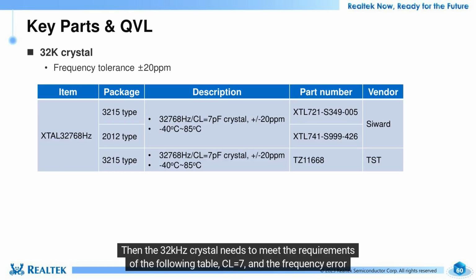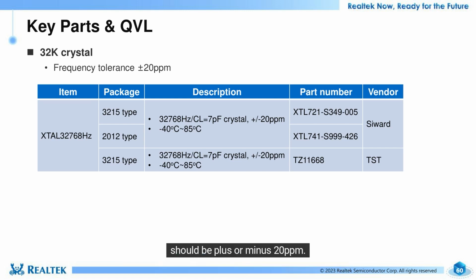Then the 32 kHz crystal needs to meet the requirements of the following table, CL equals 7, and the frequency error should be plus or minus 20 ppm. Optional manufacturers are also listed in the table.